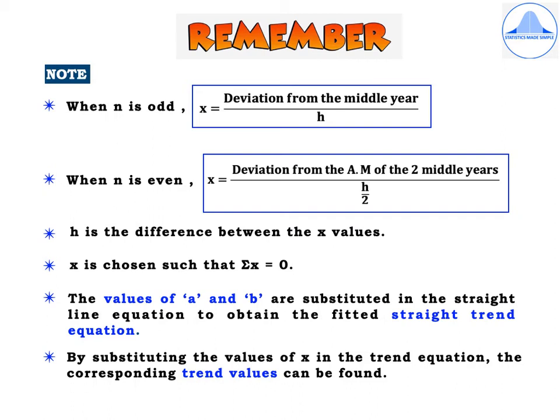Fourth point, the values of a and b are substituted in the straight line equation to obtain the fitted straight line trend equation. And the fifth point, by substituting the values of x in the trend equation, the corresponding trend values can be found.